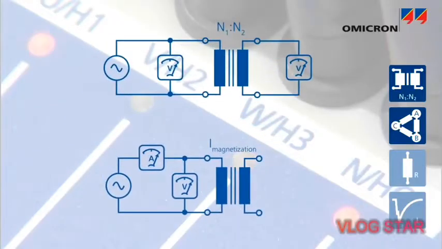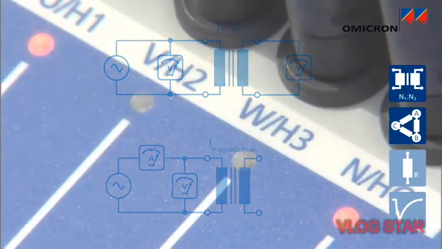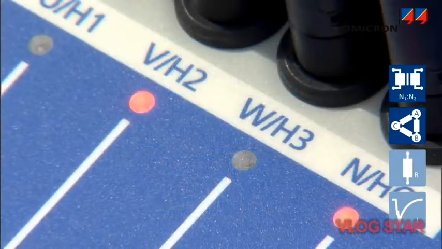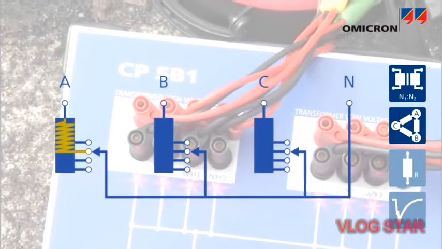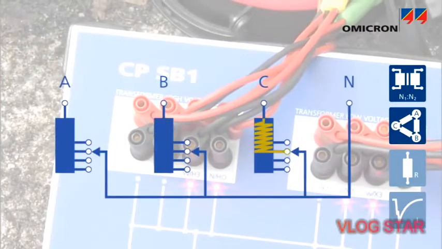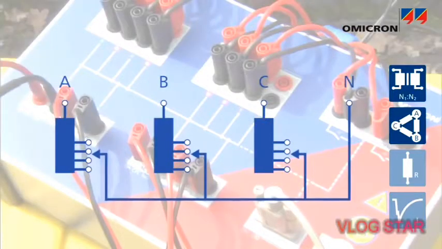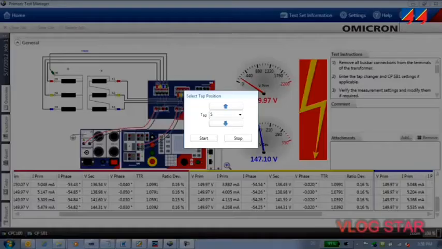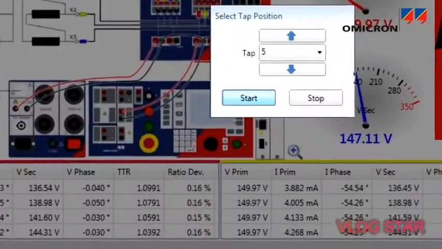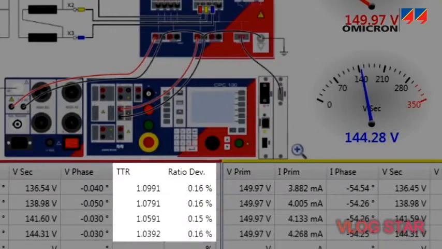When measuring ratio and magnetization current in each tap position, the CP-SB1 switchbox automatically switches to the different phases, minimizing tap changer operation. After measuring the ratio for all phases in one tap position, it operates the on-load tap changer and measures the values for the next tap. The CPC compares the results to the ratios specified for each tap and displays the deviations.